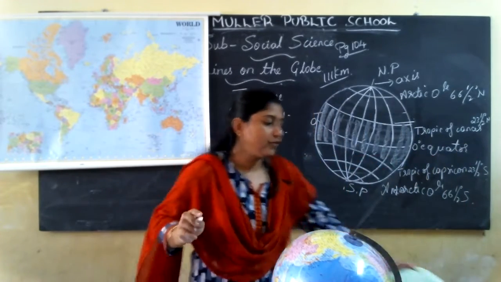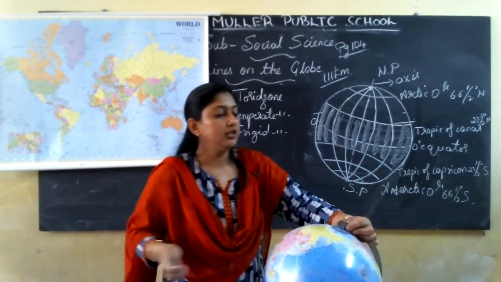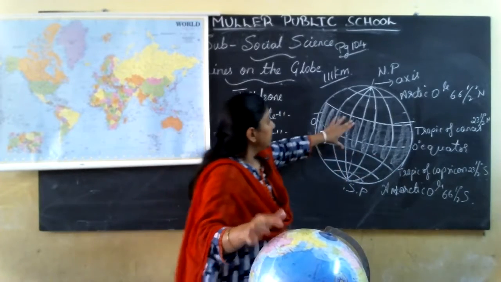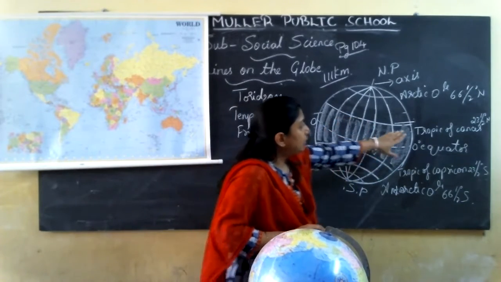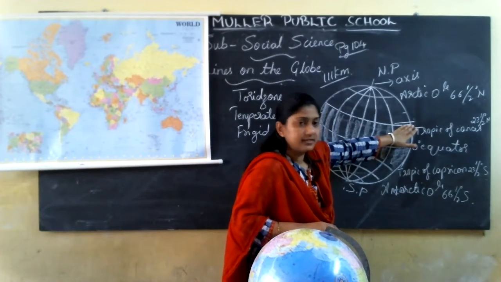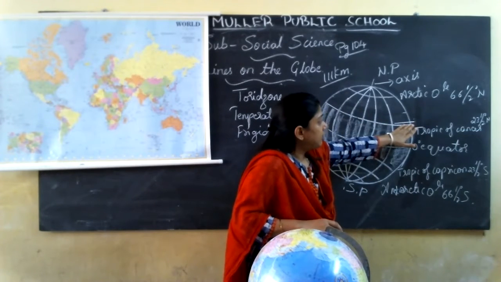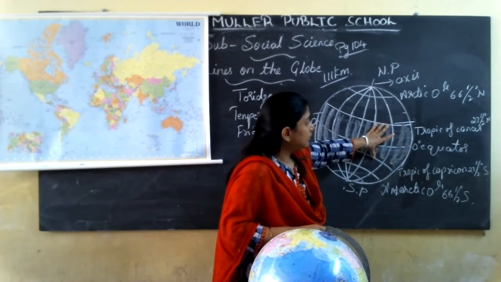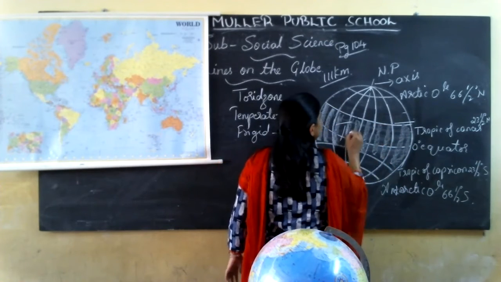Since the sun rays fall directly on the equator, on either sides of the equator, this part, that is the torrid zone, lies between the Tropic of Cancer in the northern hemisphere to the Tropic of Capricorn in the southern hemisphere. So this is the torrid zone and considered as the hottest zone.